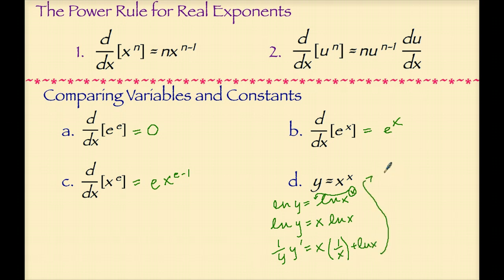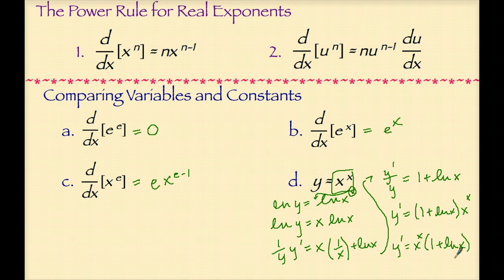This means that on the left side, I'm going to have y prime over y, and on the right side, I'm going to have 1 plus natural log of x. Now it's time to multiply both sides of the equation by y in order to solve for y prime. And I'm going to do so by multiplying by the original form of y, which was x to the x. So my left side will be y prime, my right side 1 plus natural log of x times x to the x. And rewriting this so x to the x is the coefficient, I end up with my derivative. Y prime equals x to the x times the quantity 1 plus natural log of x.